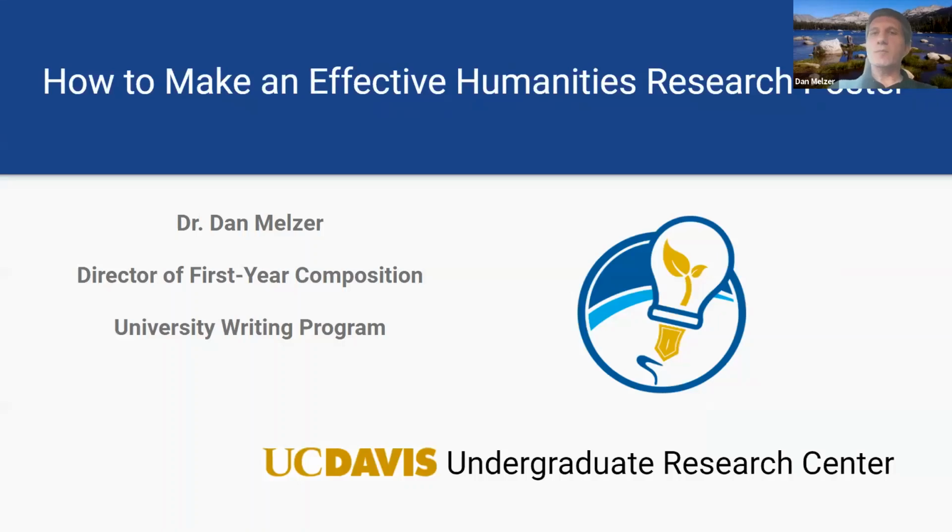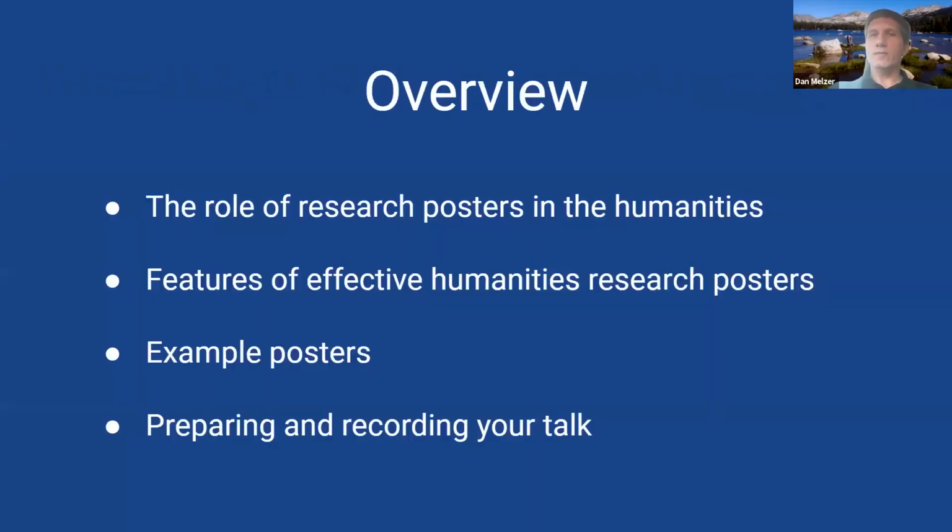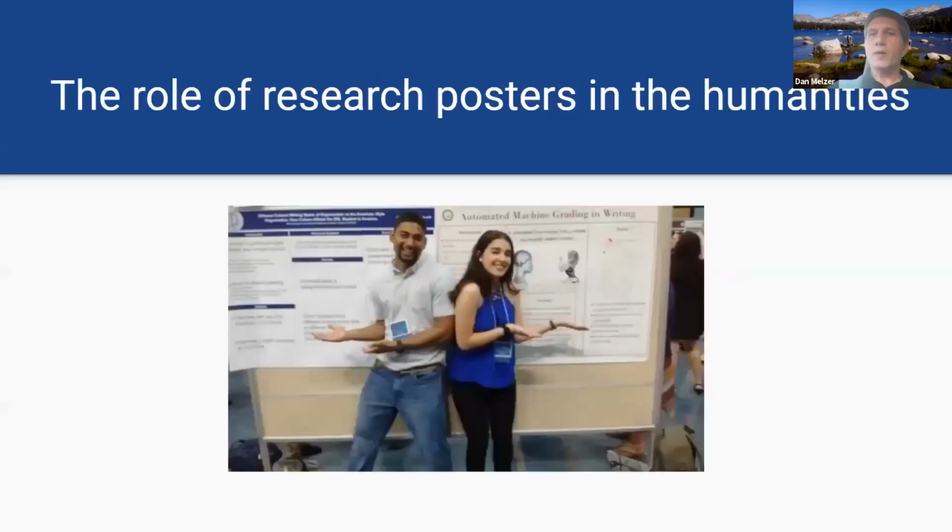In this video, I'm going to be talking about how to make an effective humanities research poster. Let me give you an overview of the video. First, I'll talk about the role of research posters in the humanities. Then we'll look at some features of effective humanities research posters. I have some example posters that I want us to look at, and then I'll talk about preparing and recording your talk. So I'll begin by talking a little bit about the role of research posters in the humanities.